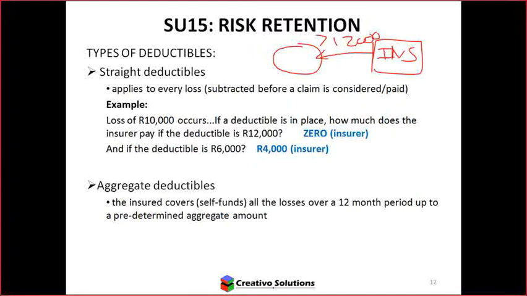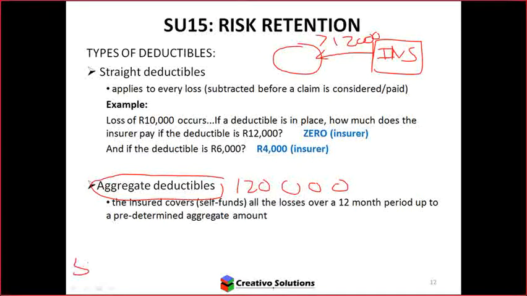Aggregate deductibles are going to be looking at losses over a period of 12 months, and that'll be predetermined. So if I have an aggregate deductible, the business could have something like 120,000 Rand. Meaning, is the business comfortable self-funding 120,000 Rand over a year in terms of loss? Yes. Okay, what happens if the business has a claim at the beginning of the year.